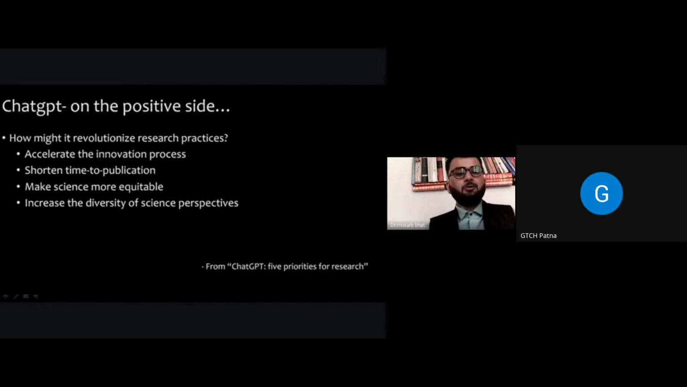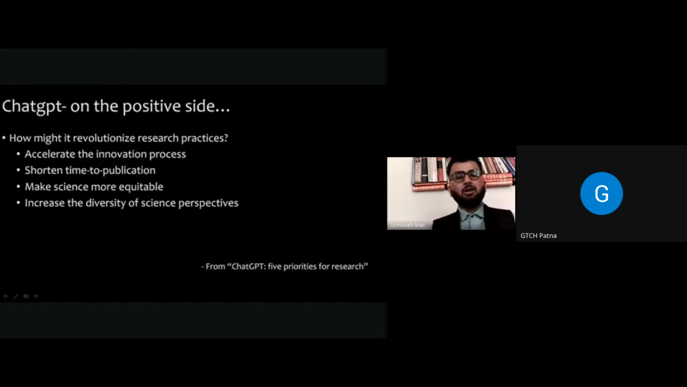So it can actually accelerate the innovation process because it has decreased the time that we spend on research, particularly the literature review part. We had to sift through many books in order to get the required information. Now you can type into ChatGPT and ask it for the references for the same. It will also give you references.